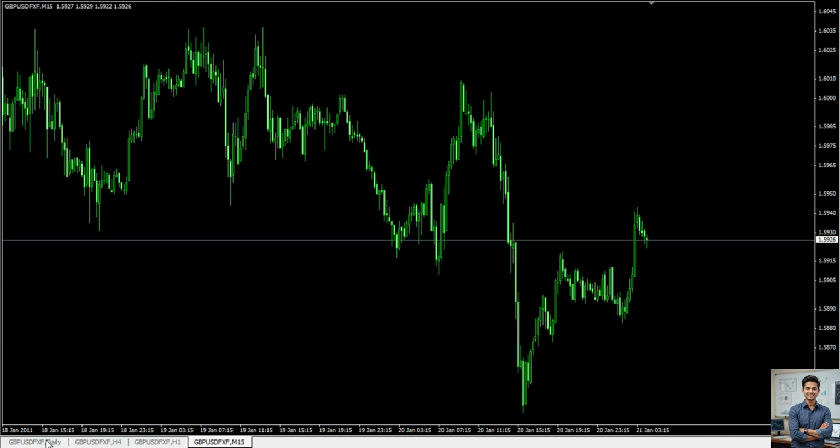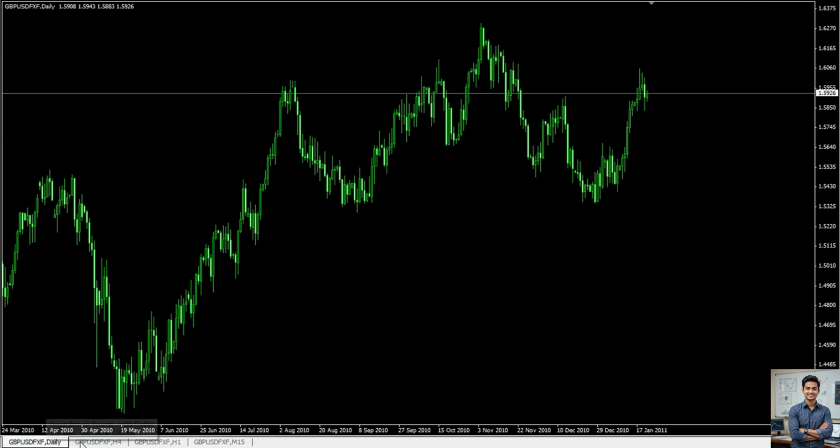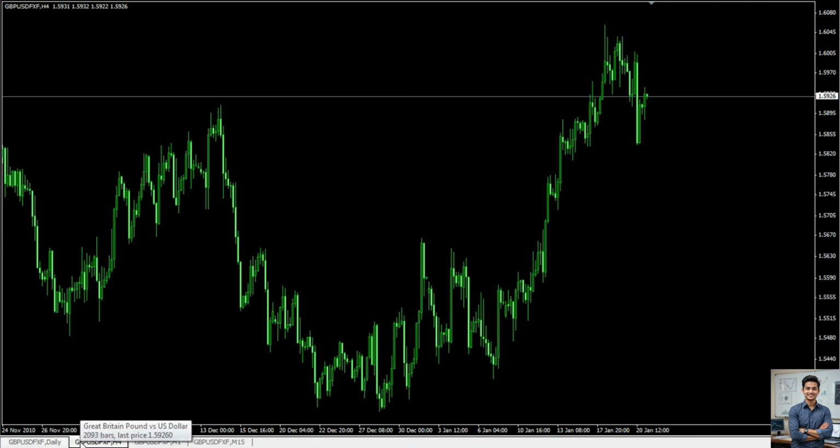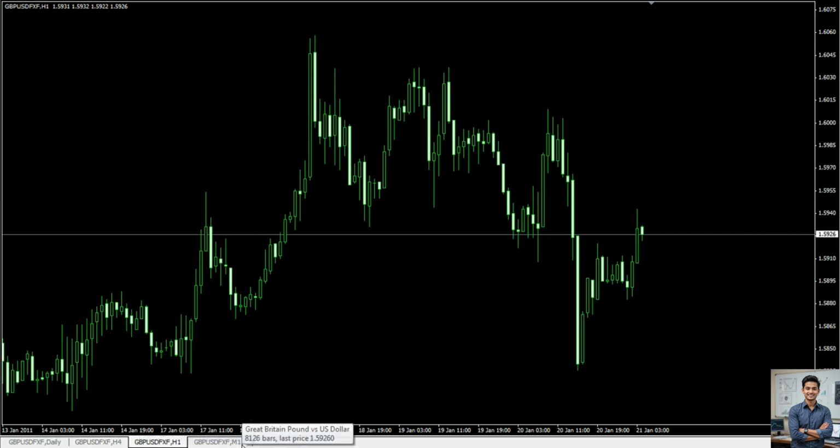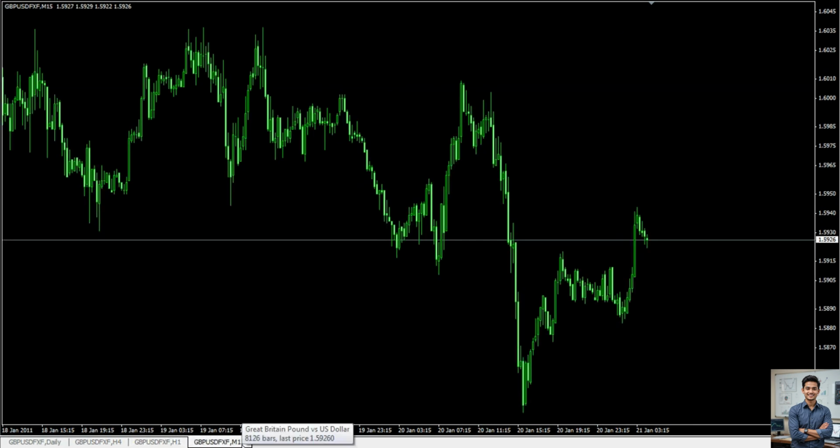so we have our daily, 4-hour, our 1-hour, and our 15-minute bellwether chart. Okay, and that is your 4 major time frames that you want to monitor.